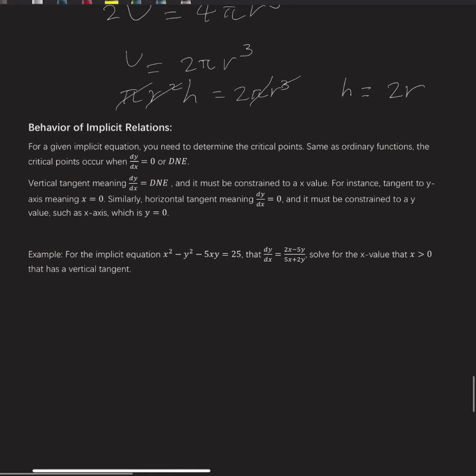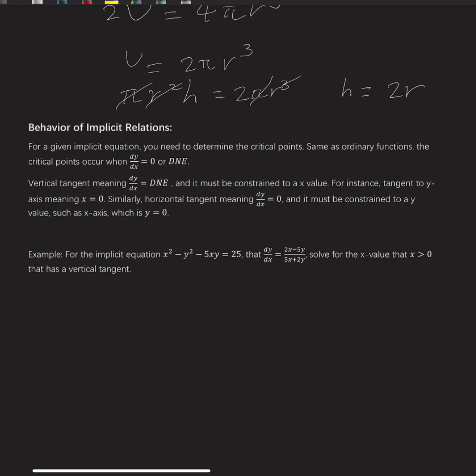The last topic is the behavior of implicit relations. For a given implicit equation, determining the critical points is the same as for the ordinary functions we saw before: the critical points occur when dy/dx is equal to 0 or does not exist. A vertical tangent means dy/dx is undefined, so the slope must be some number divided by 0. And it must be constrained to a certain x value because the y value cannot change.